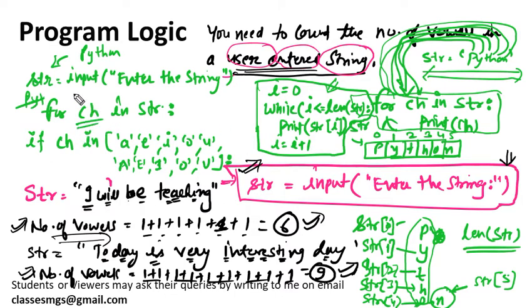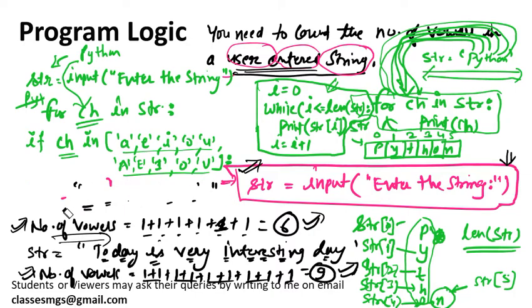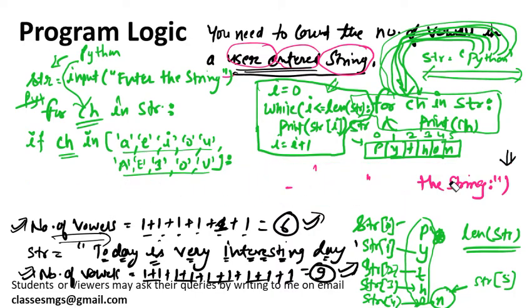The first time the character that will come is p. So ch means p, is it there in this list? No, we need not do anything. If any symbol is found in this list, then we need to maintain some counter. Let me write it in a clearer way, because it is going to become a mess for you. Okay, we can remove this line now.